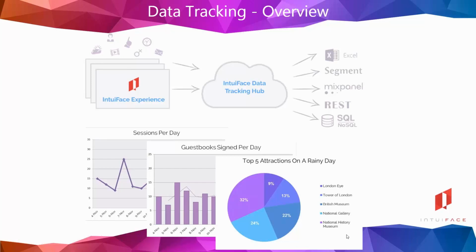You can download data from the hub directly into Excel. You can have data pushed from the hub into Segment, which you can think of as an analytics middleman. Data pushed into Segment can then be pushed by Segment into virtually any analytics, marketing automation, or data warehousing platform on the planet. It's like 150 different platforms. So it's a nice middleman for taking your data and putting it someplace else.